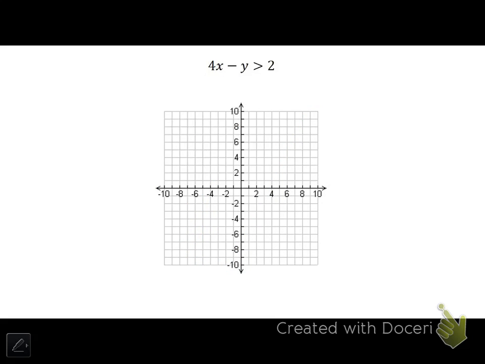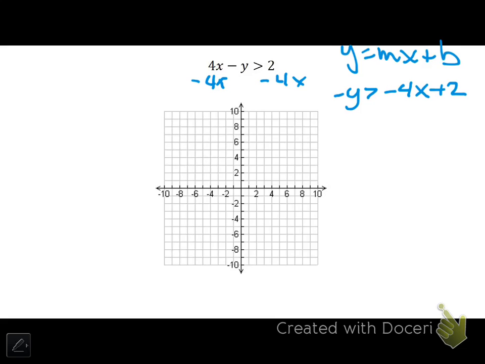Ooh, this one's tricky. How do I graph this? Well, when we graph, we always have to have y equals mx plus b because we have to have a place to start. So I have to get this y by itself. So let's subtract 4x over because you've got to get rid of the things that aren't attached to y first. So I'm going to get negative 4x plus 2. Now I have to divide by negative 1 because that negative has to be gone. Y has to be completely by itself.